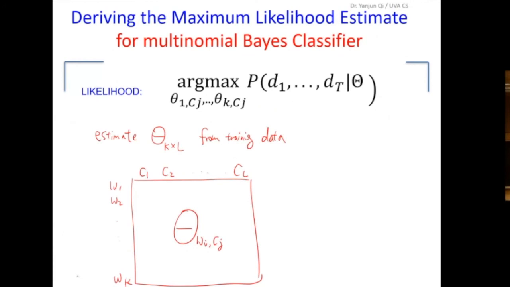All right, so now let's see. We use the multinomial distribution when we have a C variable, so I should actually write C. What I'm conditioned on, I should have theta and C. This is D1 to your training data. I'm trying to estimate this matrix, and this matrix is W1 to WK times C1 to CL.